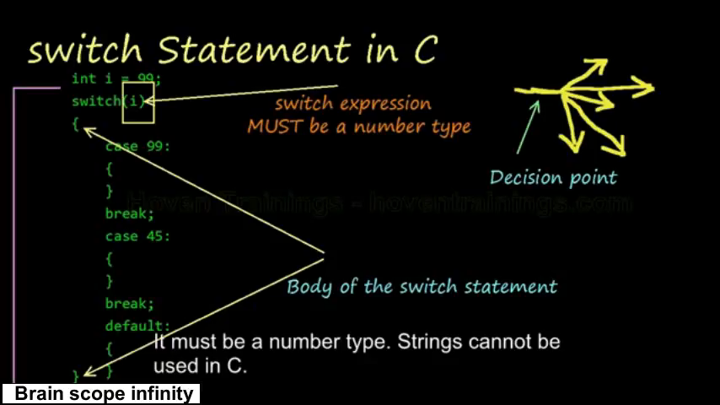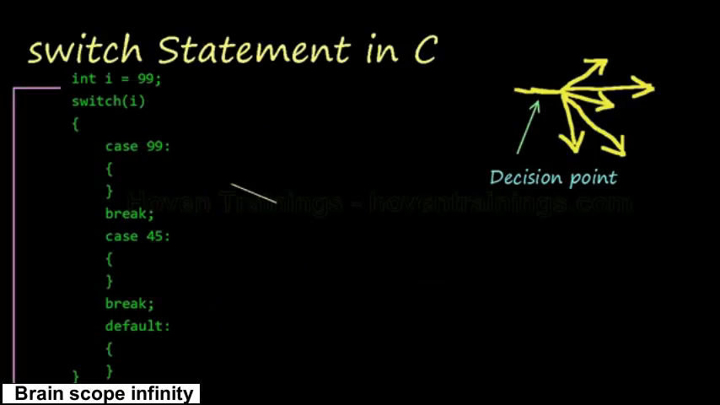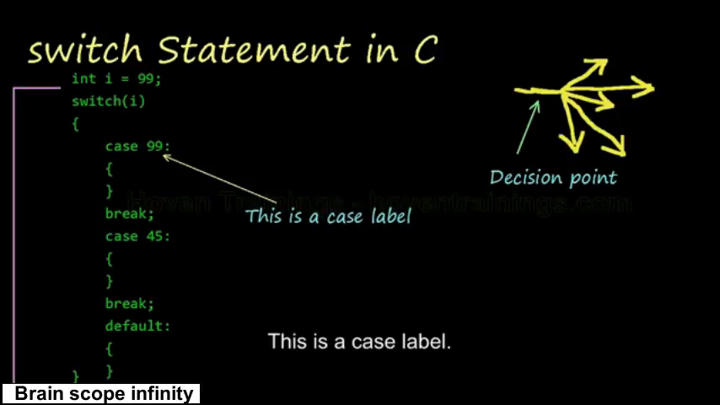It must be a number type. Strings cannot be used in C. This is a case label. Its label is 99. A case label ends in a colon.